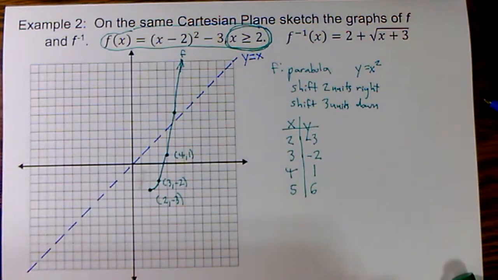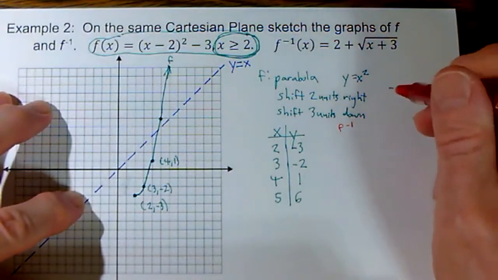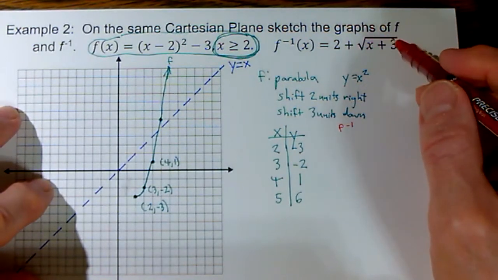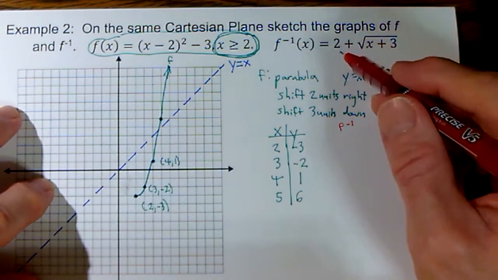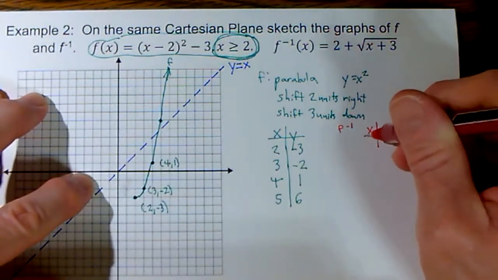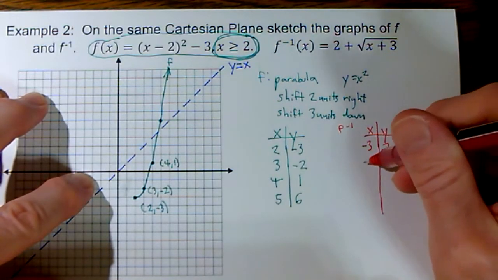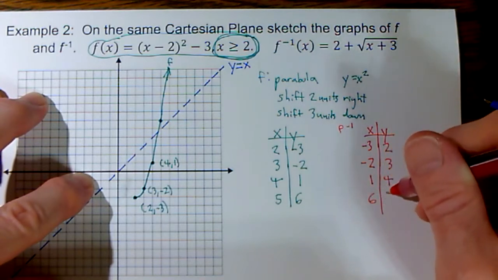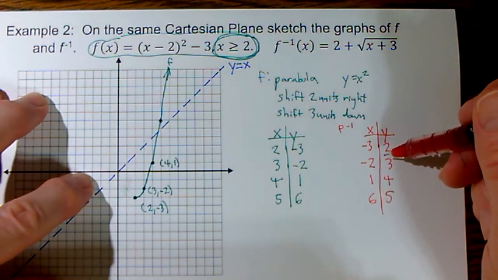Now again, when I graph f inverse, it is not necessary to make a brand new table of values. You might actually remember, this might help a little bit, that the graph of a square root function is sort of a swoosh. This would be shifted to the left by 3 and up by 2. Let's just see if that's so by taking these ordered pairs and reversing them. So -3, 2, -2, 3, 1, 4, 6, 5. I'm just literally taking the ordered pairs from the original function and reversing them.